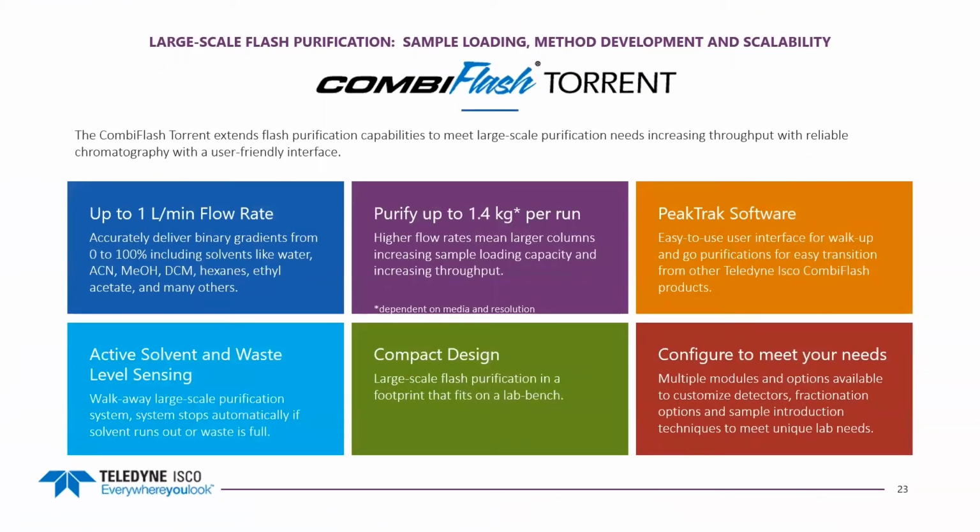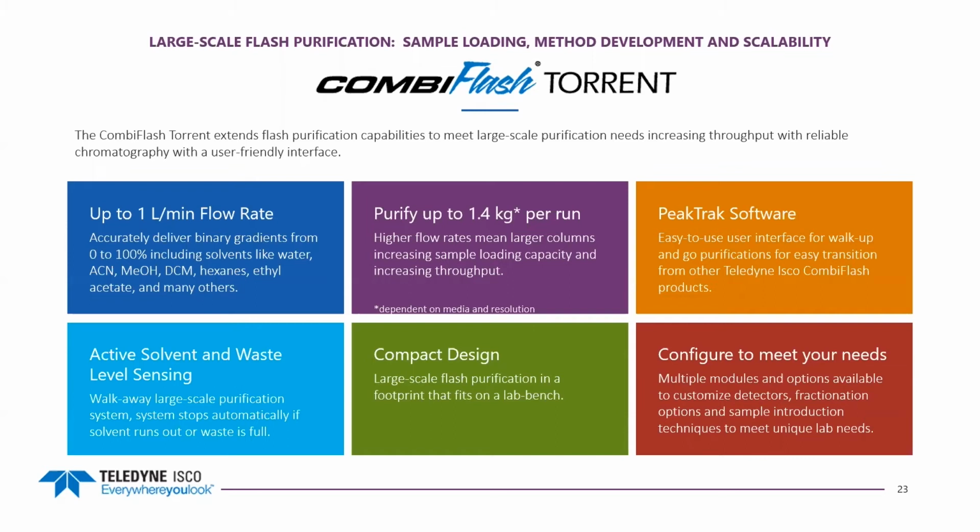The Torrent is a great tool for this. It allows binary gradients from 0 to 100% to include solvents like water, acetonitrile, methanol, DCM, hexanes, ethyl acetate, and many more. It goes up to 1 liter a minute. The binary gradient capabilities allow you to do advanced purifications with maybe a focus gradient. You could do step gradients without having to use premixed solvents, things like that. The new column sizes allow us to purify up to 1.4 kilograms per run, on a REDISEP Gold silica material. And higher flow rates mean the larger columns that we can use on the system. This increases our sample loading capacity and our throughput.